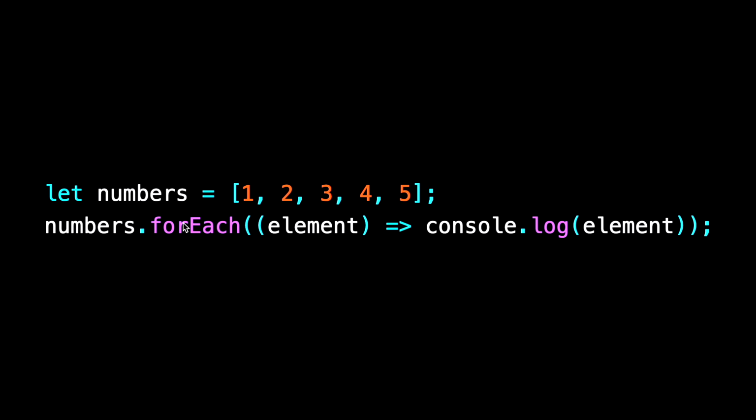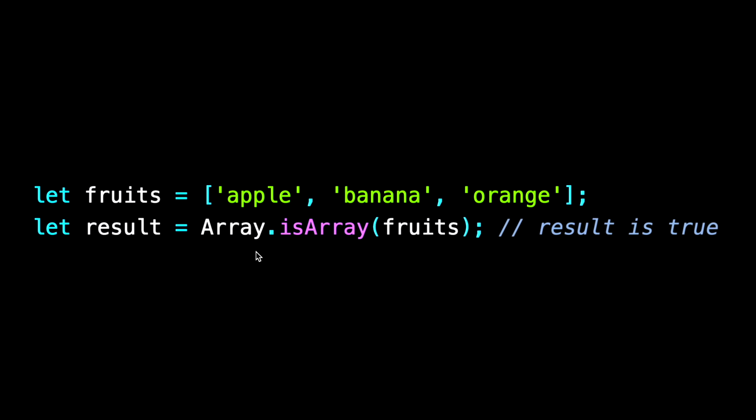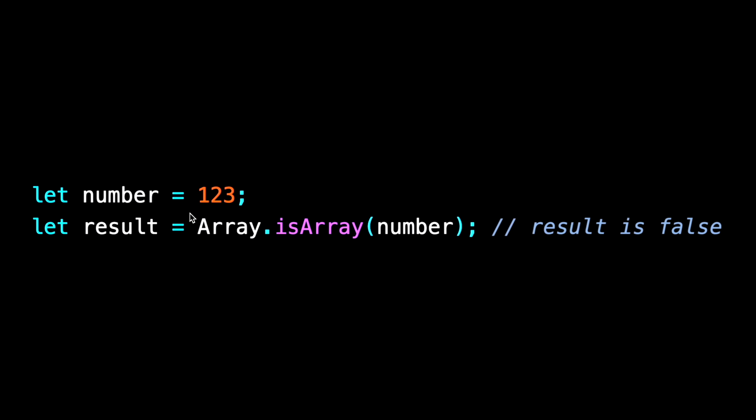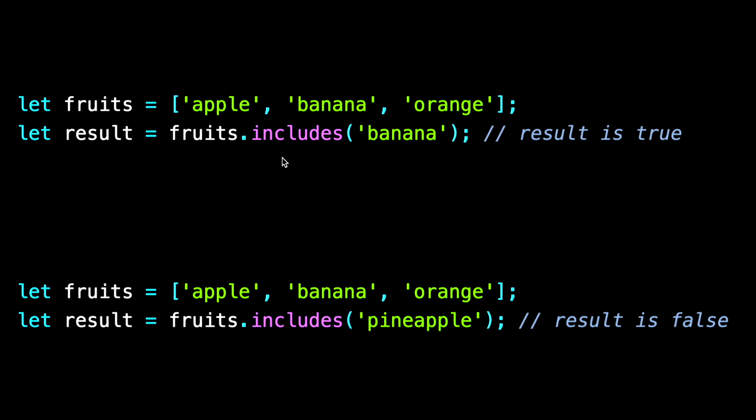forEach will do something to each element in the array. So we pass in the elements one at a time, and in this example, we're going to log each element. So it's going to log 1, 2, 3, 4, 5. isArray is just used to determine whether the passed in value is an array, and then it's going to return true or false. In this case, it's false because it's a number. The includes method just returns true if that element is in the array, or it returns false if the element is not in the array.